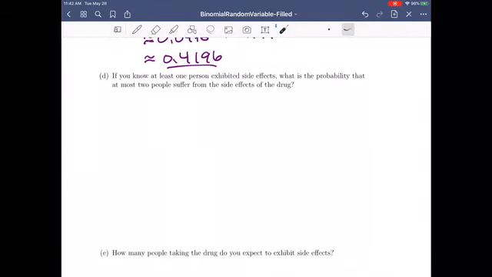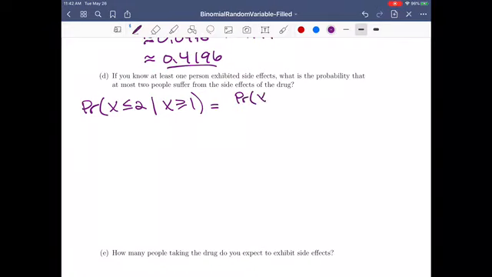Here, you know at least one person exhibits side effects. What's the probability that at most 2 have side effects? So this is a conditional probability. So we want to know the probability x is at most 2 given that x is at least 1. So let's use the formula for conditional. So it's the intersection of these 2 divided by the one that we know happened.